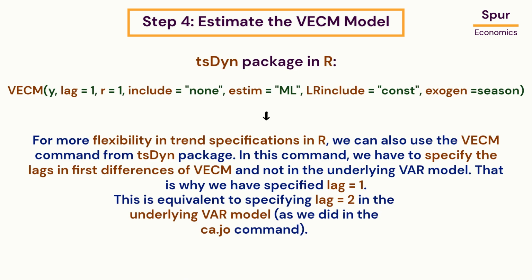For more flexibility in trend specifications in R, we can also use the VECM command from the tsDyn package. In this command, we have to specify the lags in first differences of the VECM and not in the underlying VAR model. That is why we have specified lag equals 1. This is equivalent to specifying lag equals 2 in the underlying VAR model.